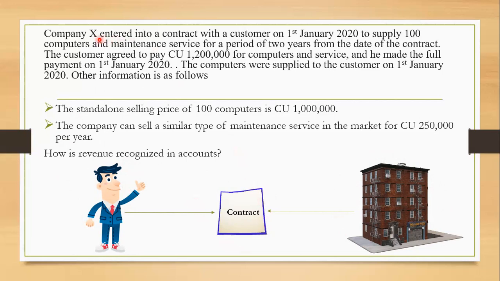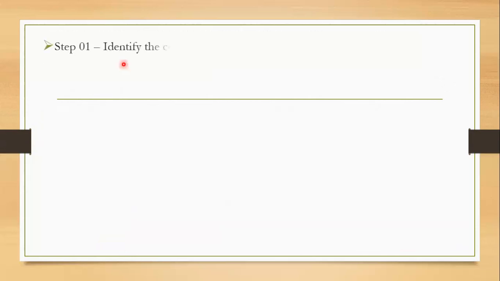Under this contract, these terms and conditions have been mentioned, and we have to perform the 5-step model based on the given terms and conditions available within the contract. Okay, let's try to apply the 5-step model to the given scenario. First step is to identify the contract.